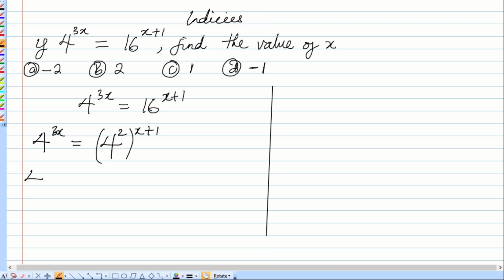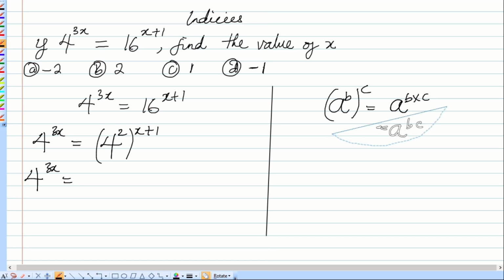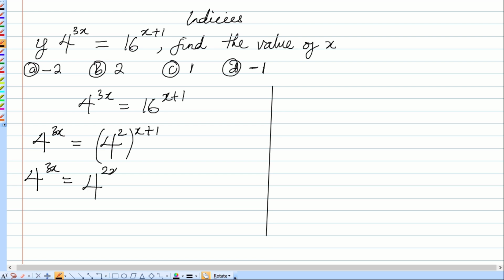So we now have that 4 raised to the power 3x is equal to, now when we have two powers, that is the power law, where we have a number, say a raised to the power b raised to the power c. This is going to be a raised to the power b times c. You multiply the powers, which will be a raised to the power bc. So we're going to say 4 raised to the power 2 times x plus 1. So 2 times x is 2x, 2 times 1 is 2. So this is what we have.